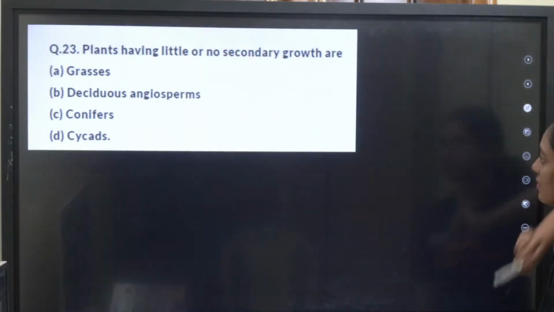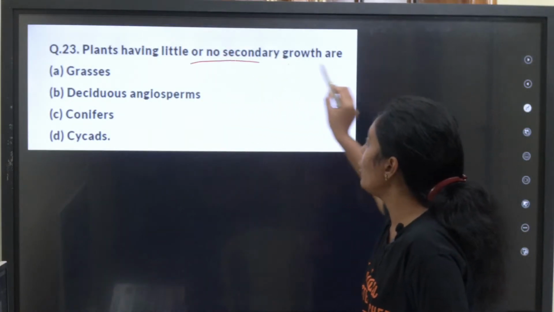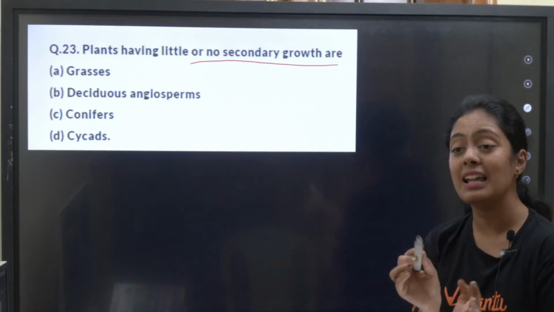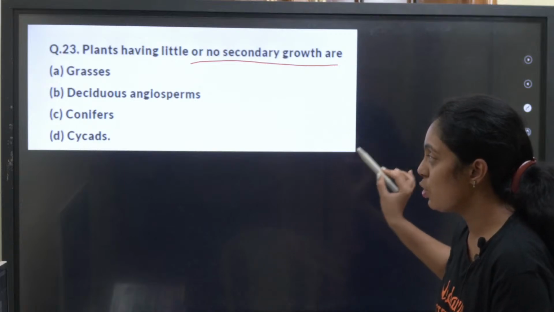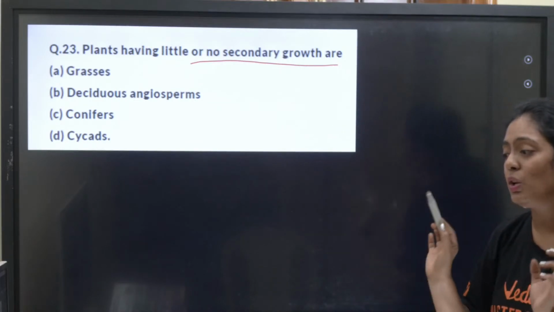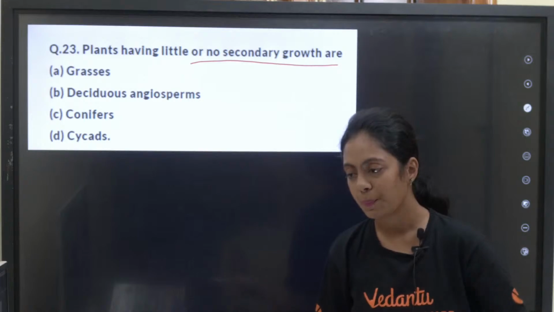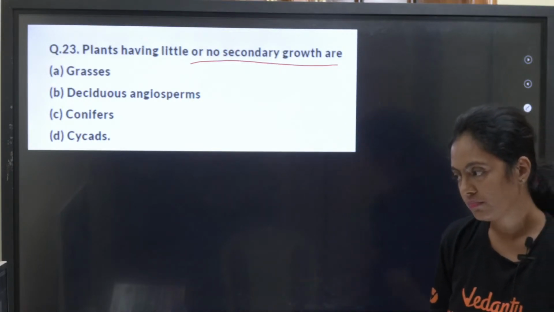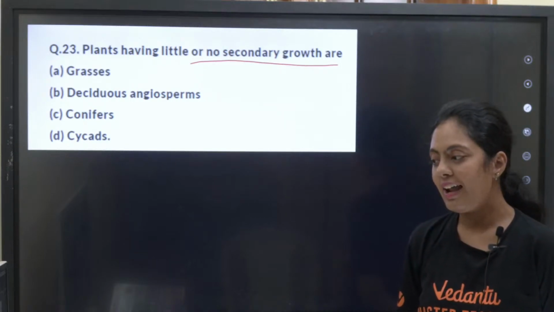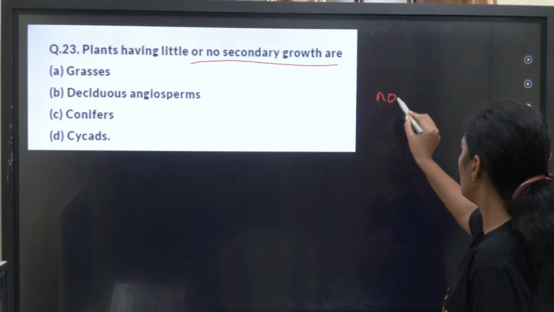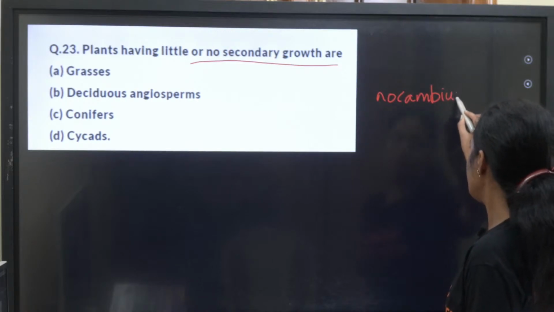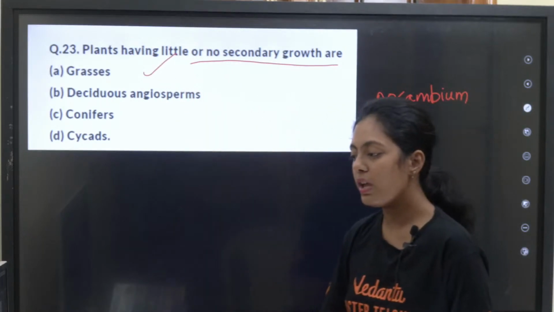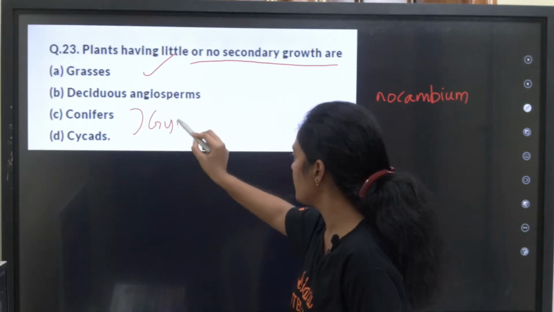Okay, yes. Plants having little or no secondary growth. Very little secondary growth, where is it found? Grasses, deciduous angiosperm, conifers and cycads. Where do you see no secondary growth? Let me see how many of you will get it right. Dicot? What is the answer? What does no secondary growth mean? No cambium. Right? No secondary development. Very good. Very simple. Grasses. Okay. So this is angiosperm. These two are gymnosperms.